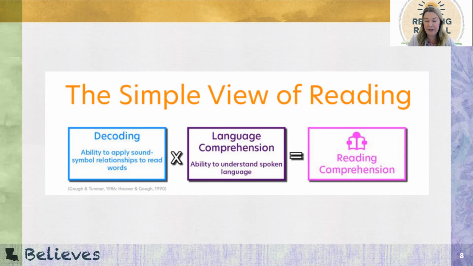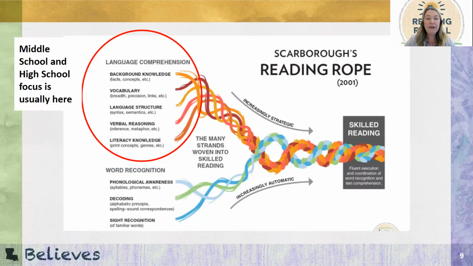This part helps us understand part of how people learn how to read. So here's another infographic by Hollis Scarborough, and it's Scarborough's reading rope. She says that there are two main strands, language comprehension and word recognition, which is very similar to the previous infographic that we studied, and these were done independently of each other. If you notice, decoding is under here as well. These strands are woven and they create skilled readers as kids become increasingly strategic inside of language comprehension and as they become increasingly automatic in their word recognition, the ability to recognize words and understand what they're saying. They become skilled readers.